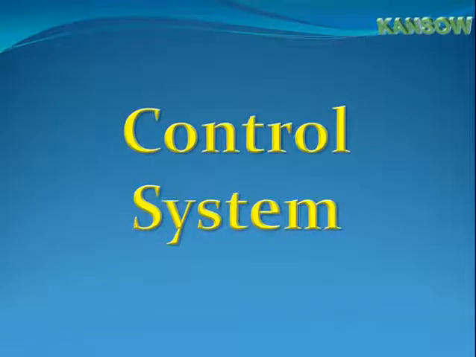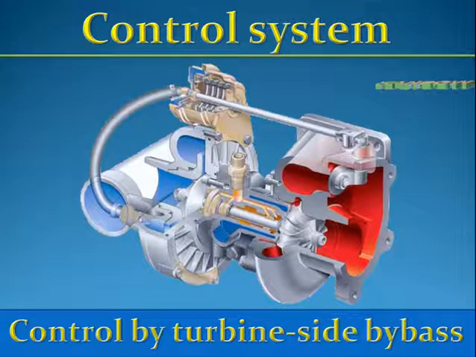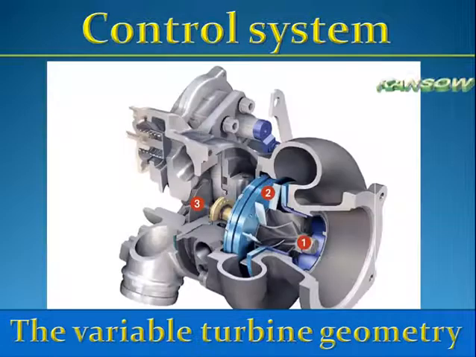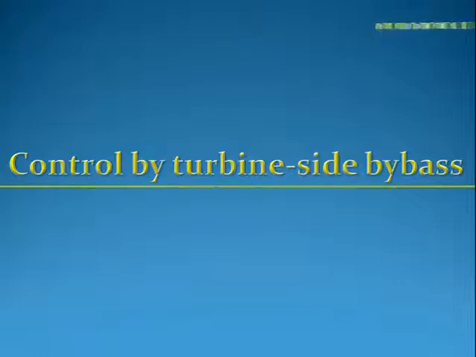Control system. Full boost pressure must be available at low engine speeds. This can only be achieved with a boost pressure control system on the turbine side. Control by turbine side bypass. The turbine side bypass is the simplest form of boost pressure control.